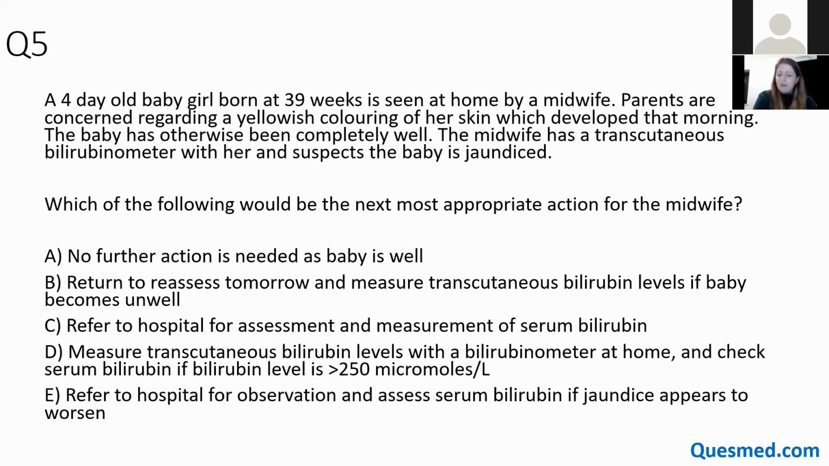Is it A, no further action is needed as the baby is well? B, return to reassess tomorrow and measure transcutaneous bilirubin levels if the baby becomes unwell? C, refer to hospital for assessment and measurement of serum bilirubin? D, measure transcutaneous bilirubin levels with a bilirubinometer at home and check serum bilirubin if the bilirubin level is above 250 micromoles. Or E, refer to hospital for observation and assess serum bilirubin if jaundice appears to worsen. So I'll give you a few moments to think of your answers.